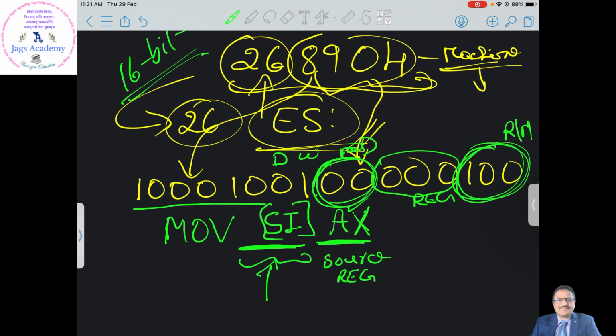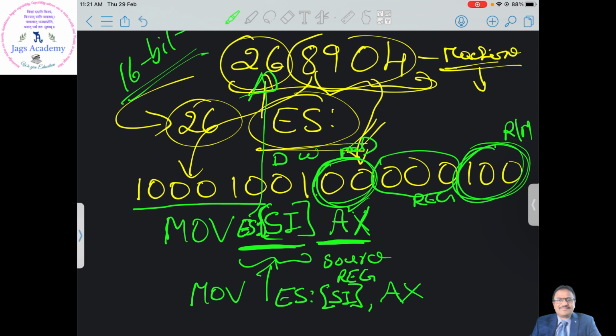Is this over? No, there is a segment overriding. That means along with this memory, you have an ES colon to be written in this. This ES colon you have to write because of this prefix you have. So your final instruction will be MOV ES:[SI], AX. That's all. This is the answer.